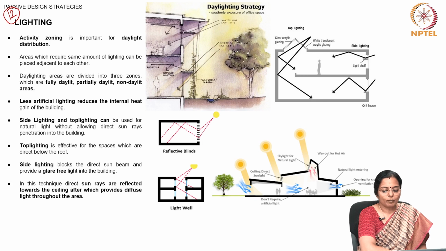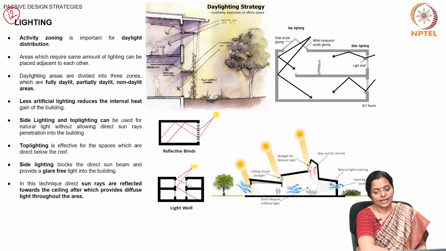Side lighting and top lighting can be used for natural light without allowing direct sun rays to penetrate into the building. Top lighting is effective for the spaces which are directly below the roof, and side lighting blocks the direct sunbeam and provides a glare-free light into the building. In this technique, direct sun rays are reflected towards the ceiling, after which it provides diffuse light throughout the area.